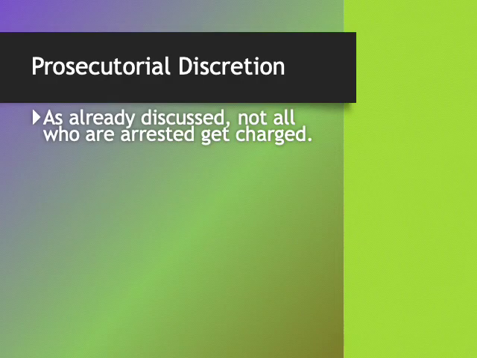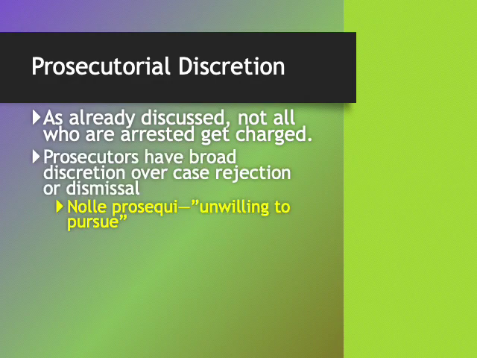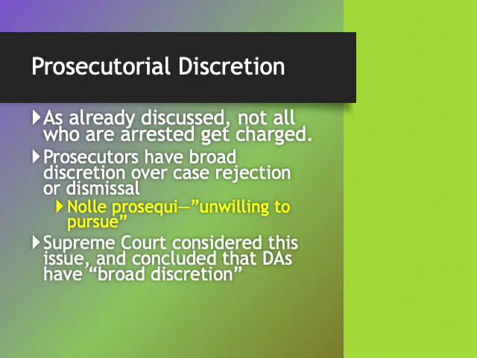So as we learned earlier in the semester, and as you'll be digging into more deeply in the book Locked In, we know that not all who get arrested are actually charged with a crime, okay? We know that prosecutors have broad discretion over case rejection or dismissal, okay? And we know that that's referred to as nolle prosequi. In other words, prosecutors must often conclude that they're unwilling to pursue charges against somebody.